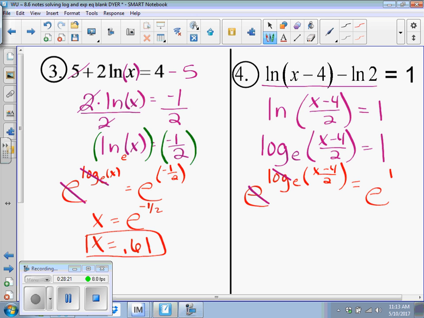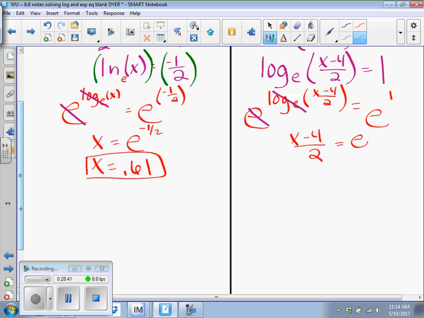All right, so that cancels. And this is just x minus 4 over 2 equals anything to the first power is just itself. Not yet. Is that it? Do we know what x is yet? No. We don't know what x is yet. What's the next step? Multiply by 2. When you multiply by 2, that cancels. So we have x minus 4 equals 2e. Don't put e2, put 2e.